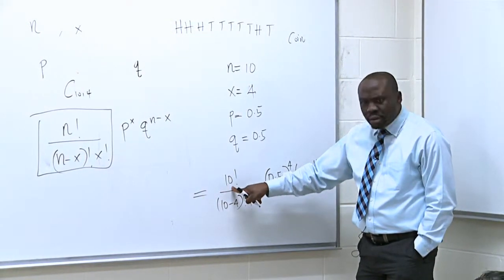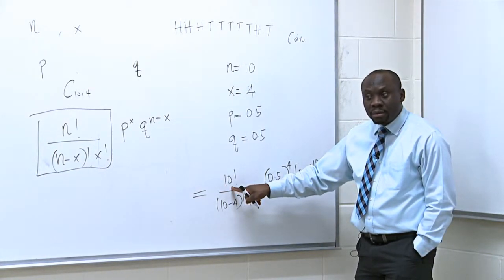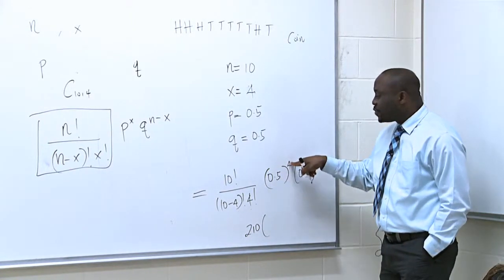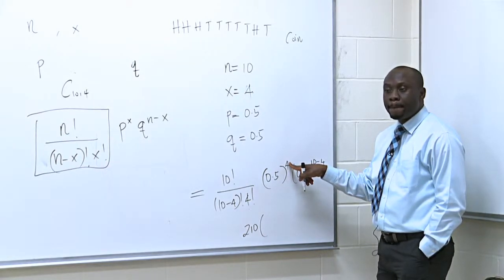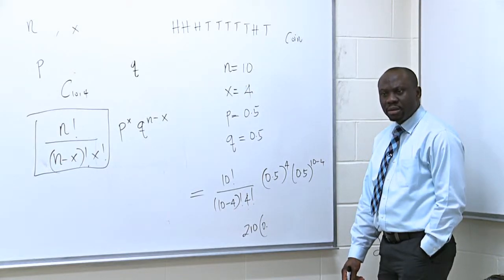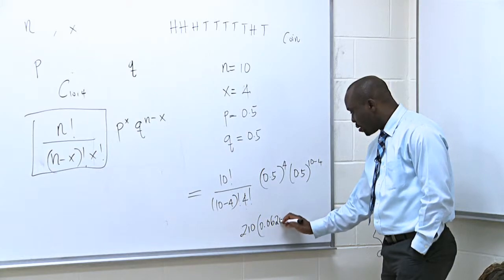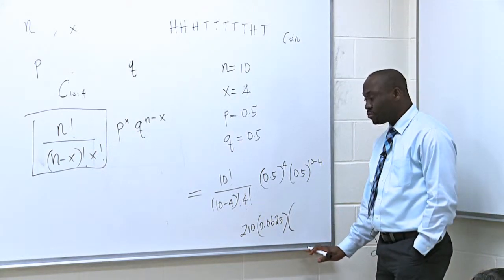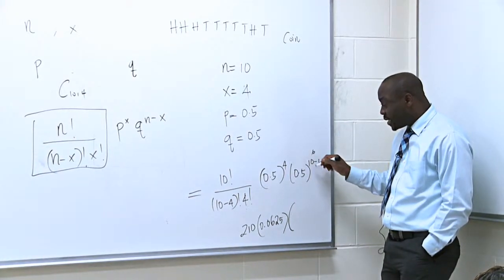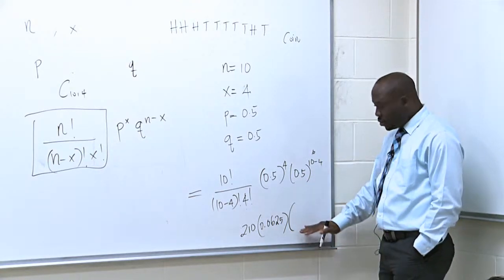So the top part is what again? Come again? The top part. That's 210, right? Yeah, 210. 210 times 0.5 to the power 4, that's 0.0625. Right? Yes. And this 10 minus 4, I believe is 6. You know that, yeah? So it will be 0.5 to the power 6. What does that give us?